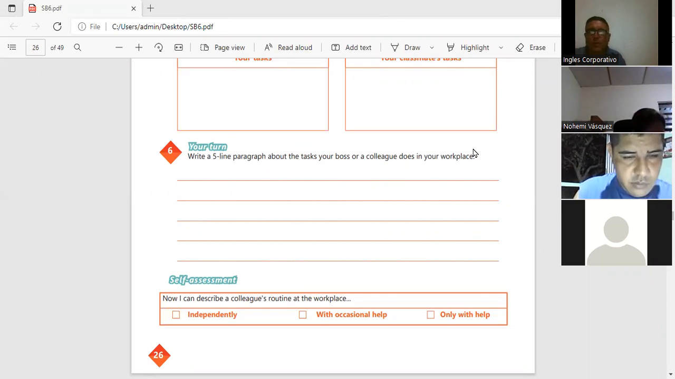Ok, remember, cuando escribe sus oraciones, tienen que ir completas, so you can apply the third person singular. And when you finish, take a picture of your writing and you send it to my WhatsApp.